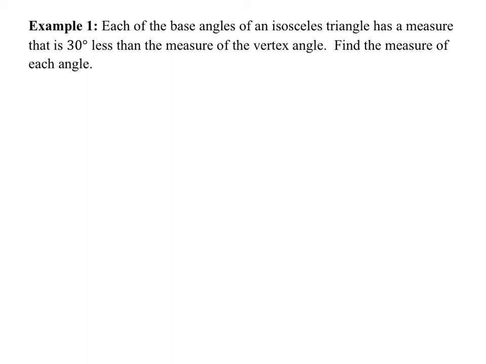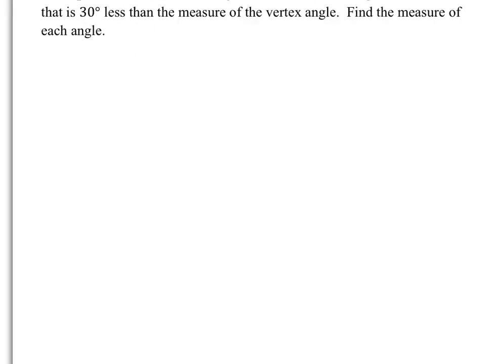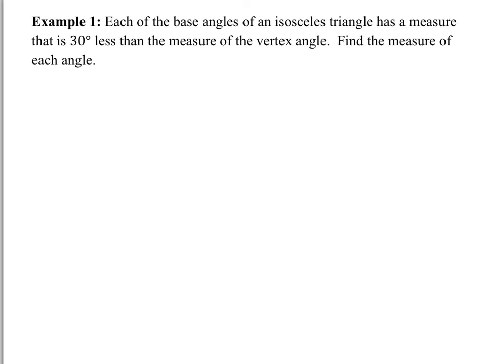Okay? So when we see this, we see base angles. Mike was trying to demonstrate with his arms there, and that's the way you want to draw these. Usually, isosceles triangles, you draw them so that the legs are the almost vertical ones, and the base is its own length, different from the others. So we're told that each of the base angles has a measure that is 30 less than the measure of the vertex angle.